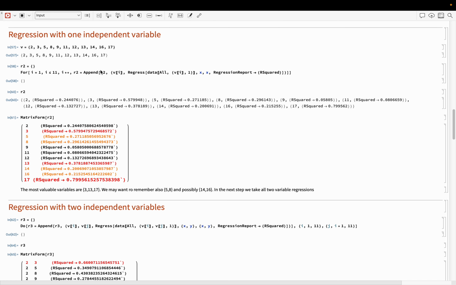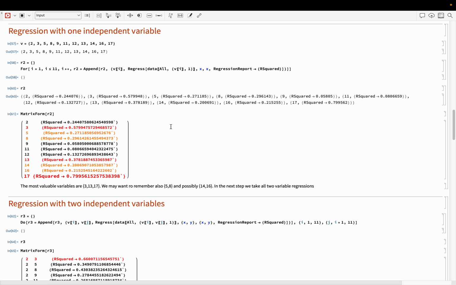So we start with building regressions between just 2 variables, one dependent and one independent. And what I have calculated here are R squares for all pairs, variable 1 as dependent and all of the other variables chosen before, so these 11 interesting variables chosen before, as independent variables.